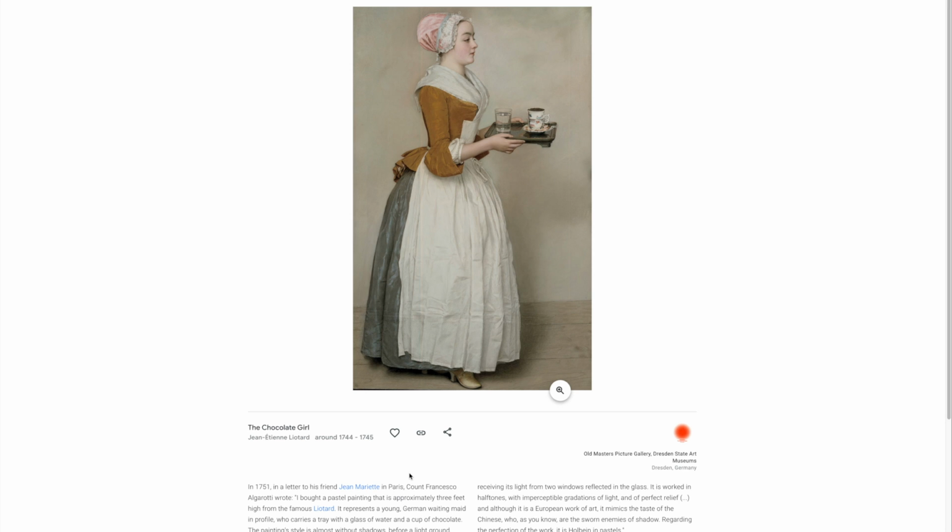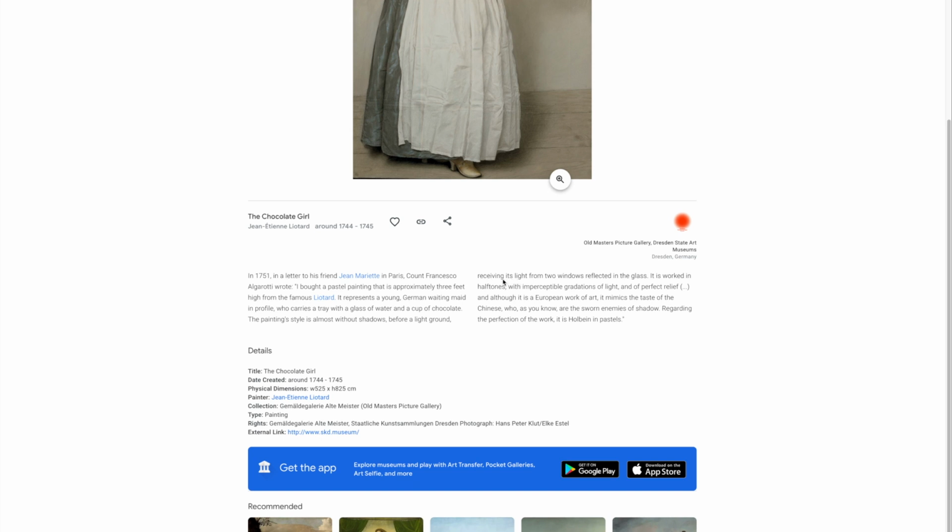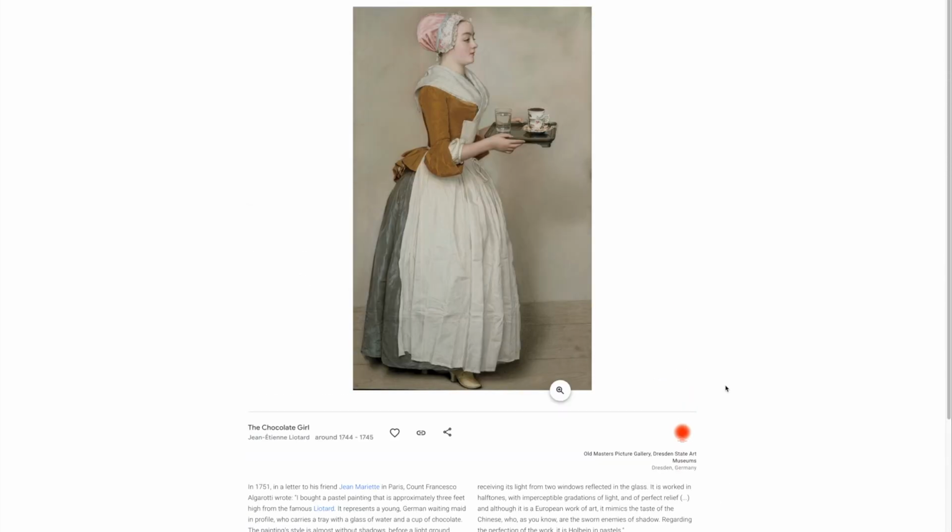It has some information about the artwork, that it's a pastel painting, and basically what one of the artist's contemporaries thought about the artwork, remarking on its graduations of light and that it mimics the taste of the Chinese, according to this Count Francesco Algarotti. It gives details about the artwork, like the physical dimensions, and then links to the museum that houses it. So you can go in and look at that in more detail.